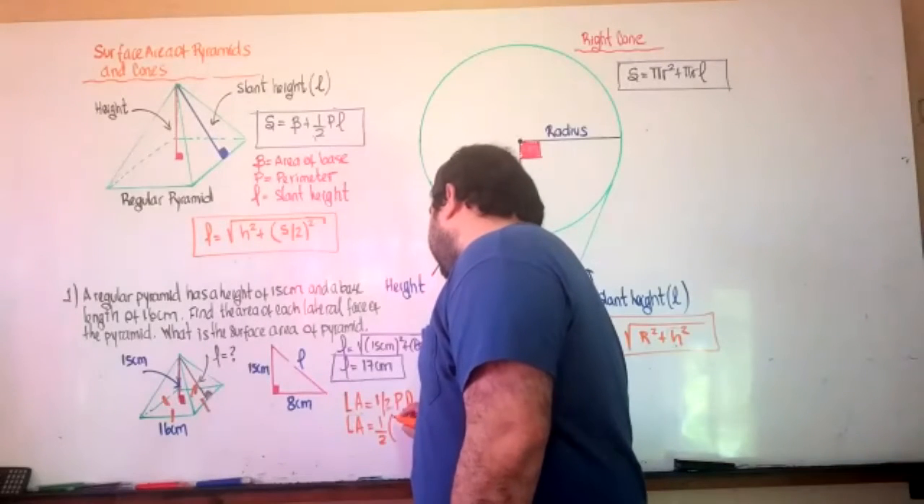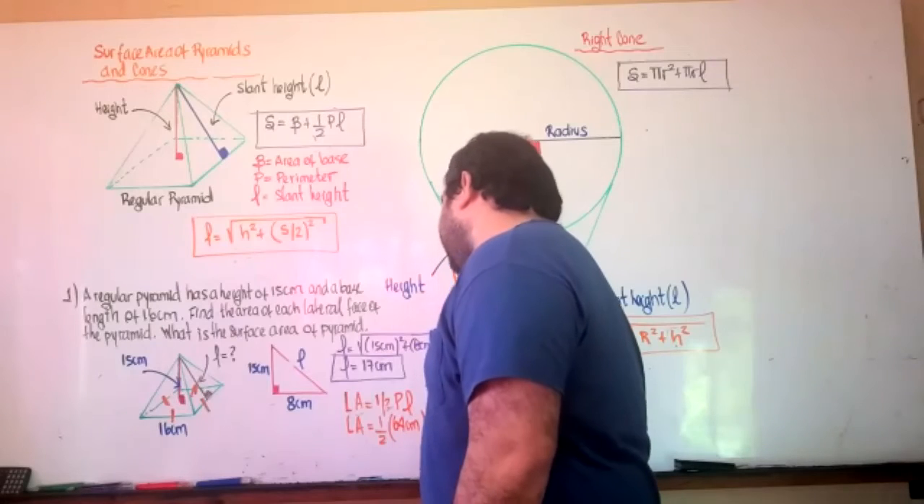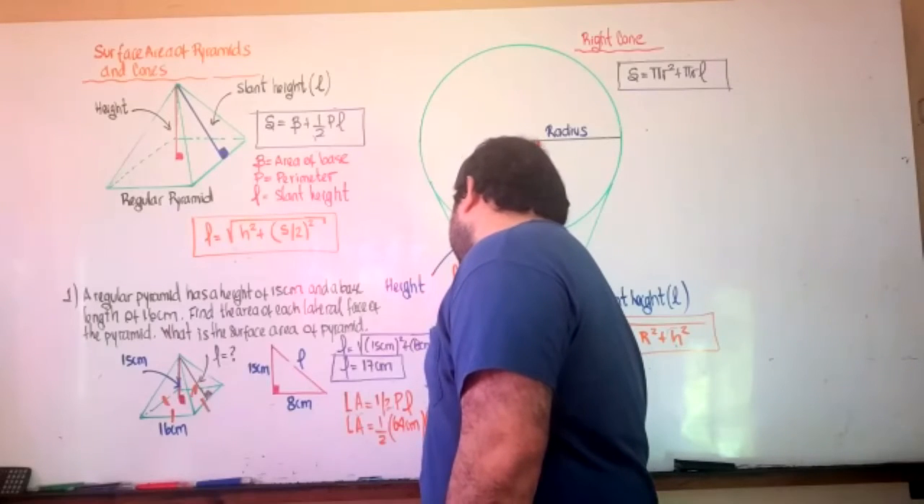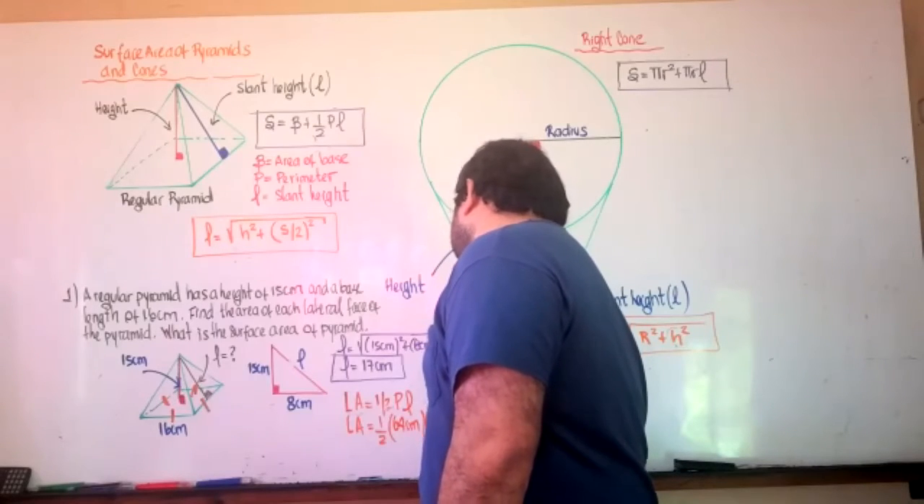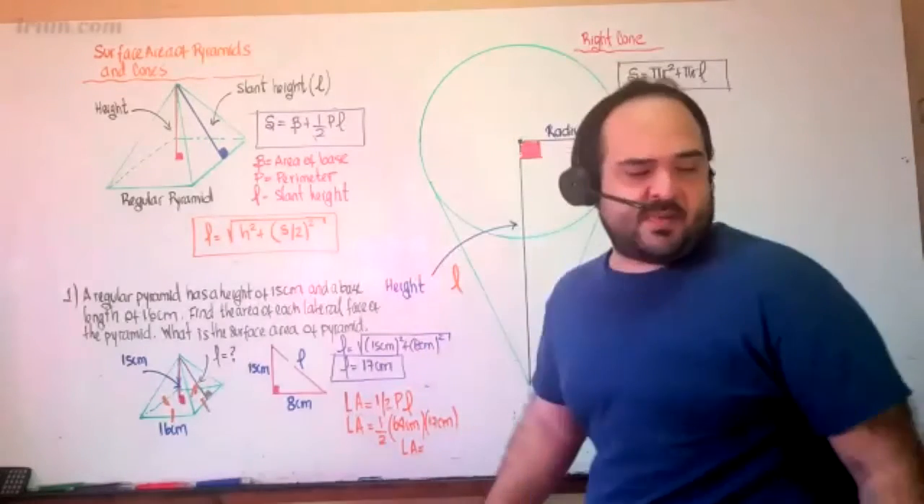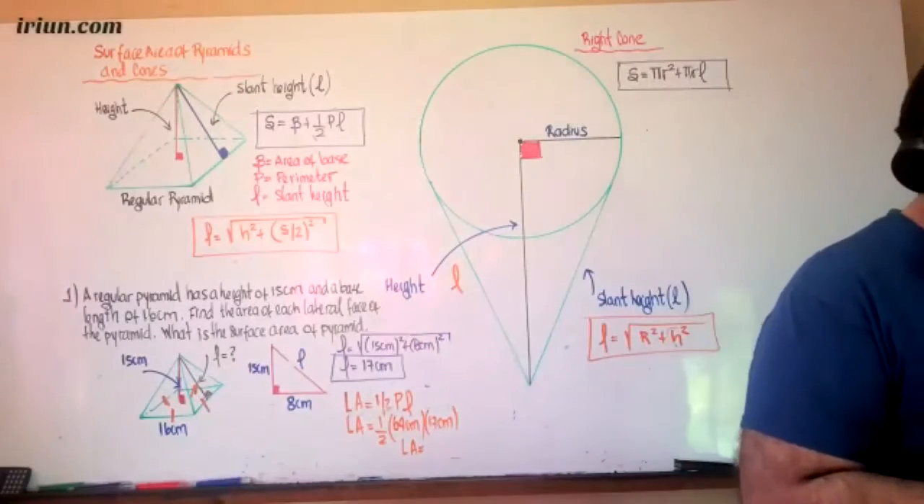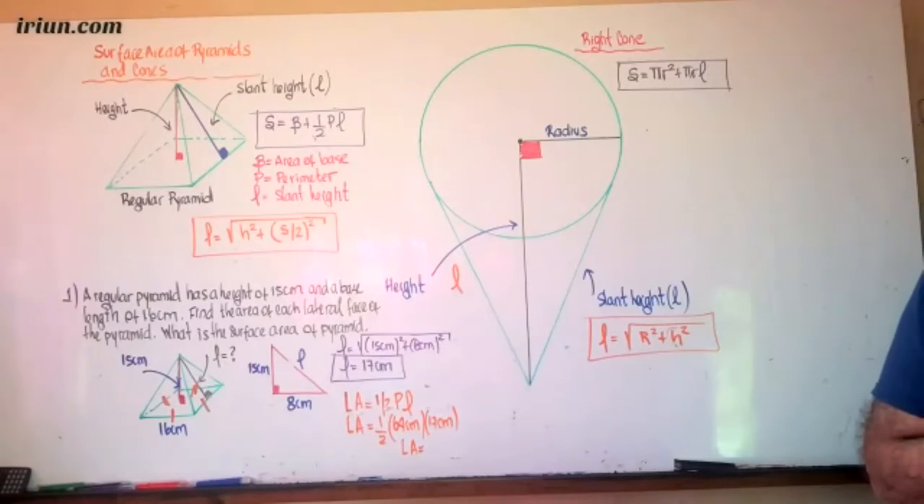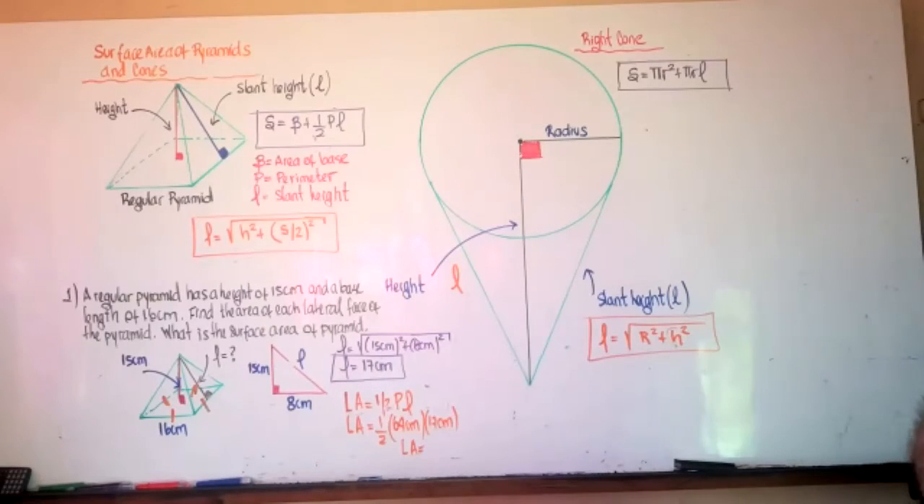64 centimeters. And the slant height will be 17 centimeters. So what will be the value of this lateral area? ¿Alguien que me ayude?